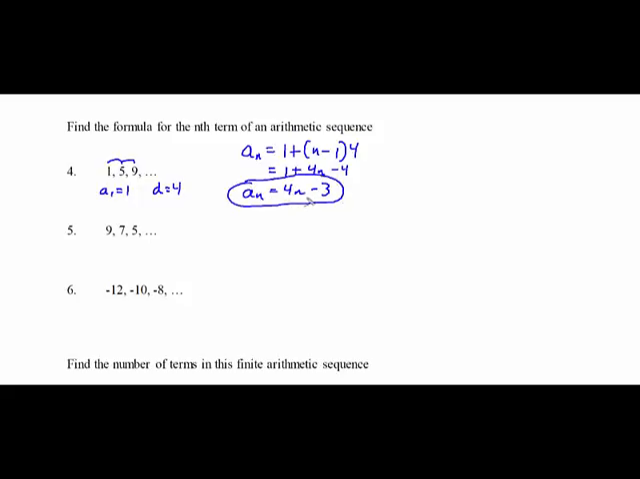And what's powerful about this is, if I actually plug in values for n, I can get these terms. If I plug in 1, I'll get 1. If I plug in 2, I'll get 5. If I plug in 3, I will get 9. So 4 times 3 is 12, minus 3, which is 9.